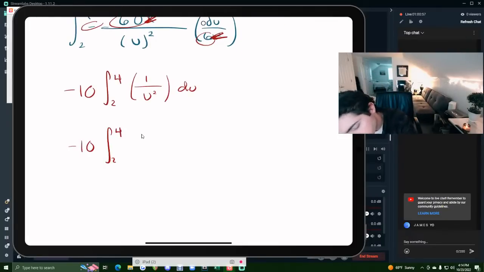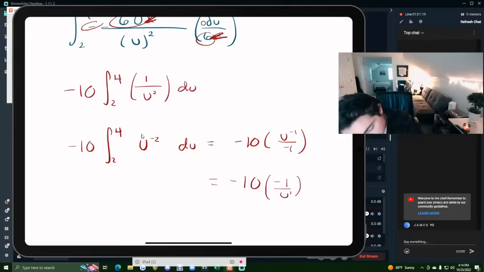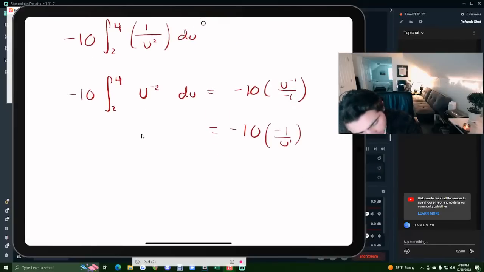Might help to rewrite this as u to the negative 2 du. Negative 10 can stay. We take the antiderivative of u to the negative 2. We add 1 to the exponent and divide by that new exponent, u to the negative 1 over negative 1. I'd probably rewrite that as negative 10 times negative 1 over u to the first. But then even that, negative times negative is just positive 10, and over u is just over u.